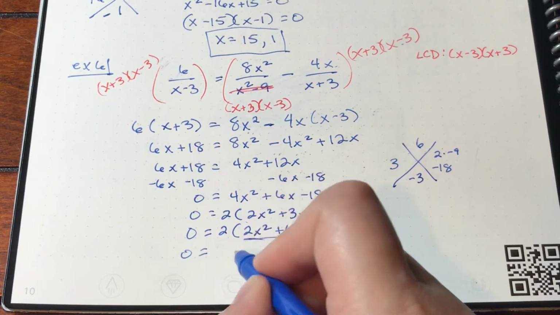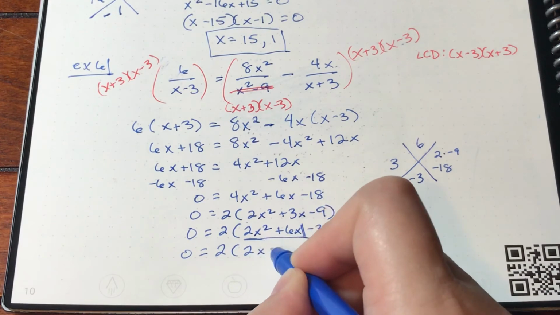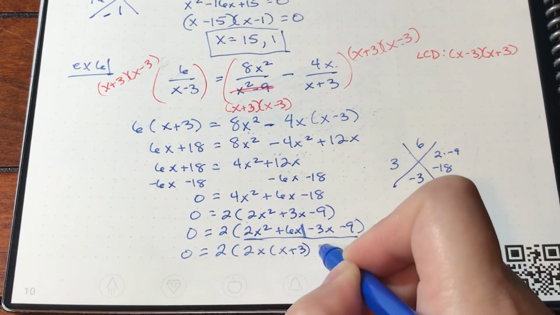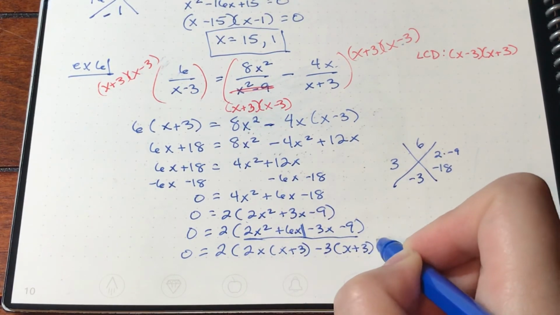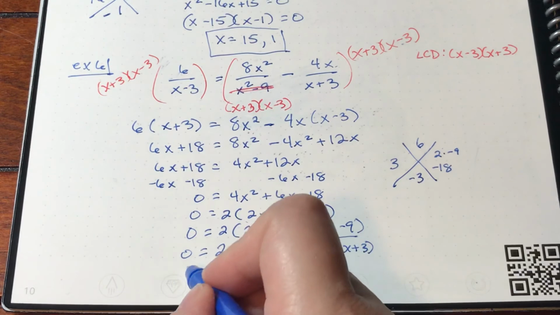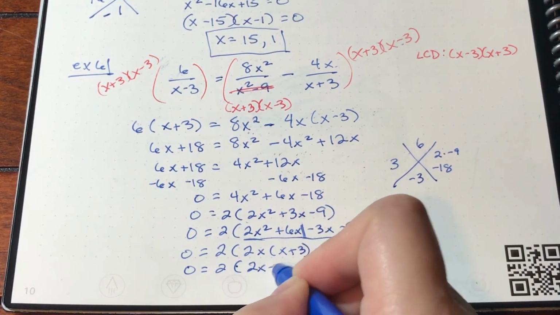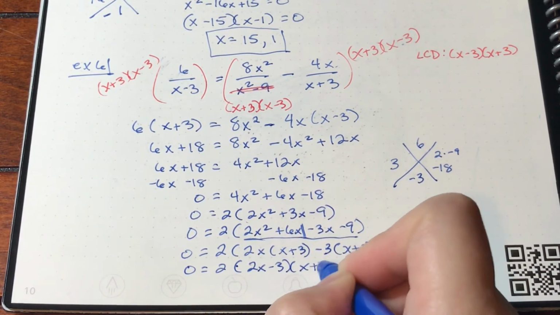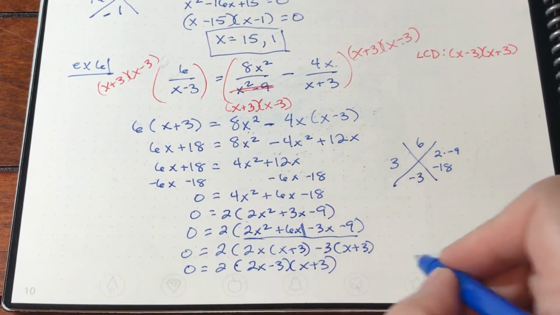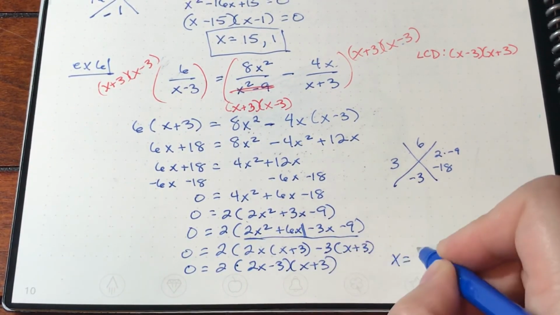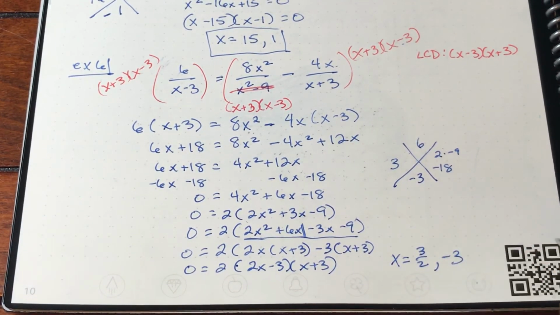So 0 equals 2 times [2x times (x + 3) minus 3 times (x + 3)]. So 0 equals 2 times (2x - 3)(x + 3). Okay, so then x equals positive 3/2 and negative 3. So there's my two solutions.